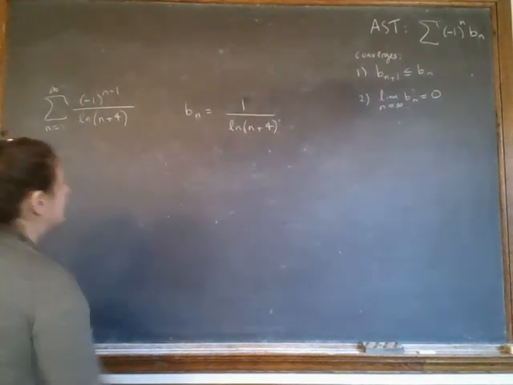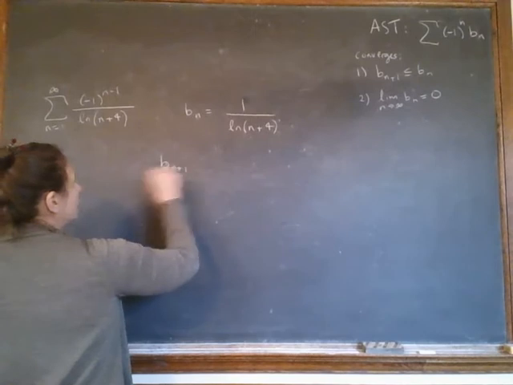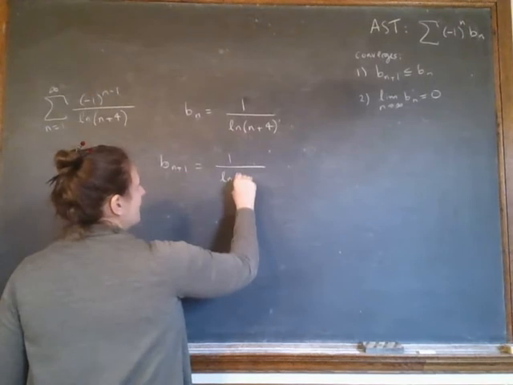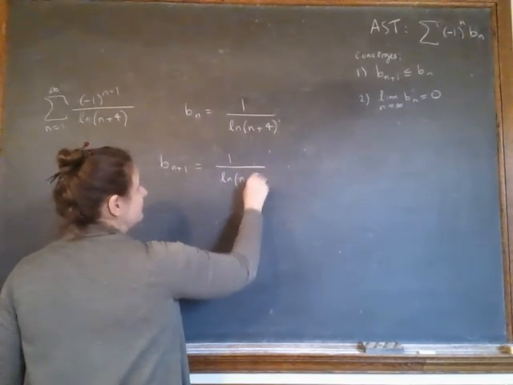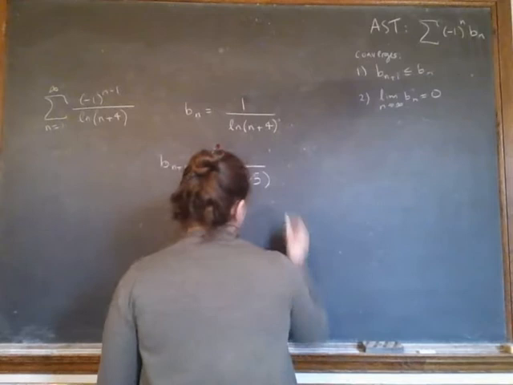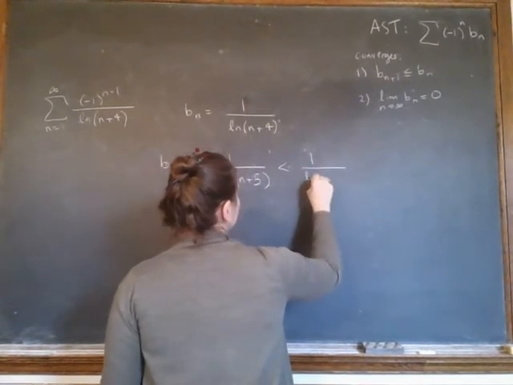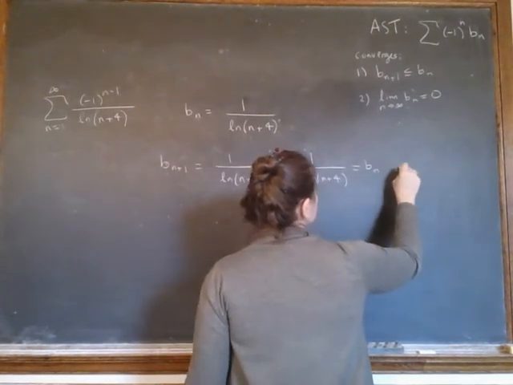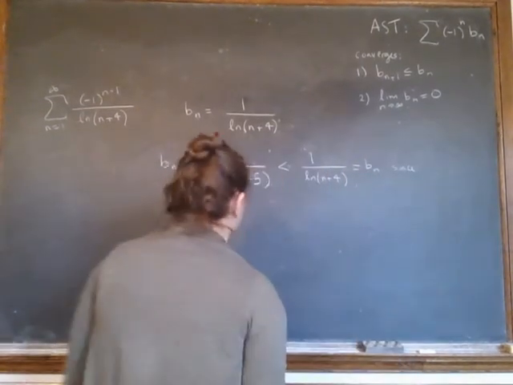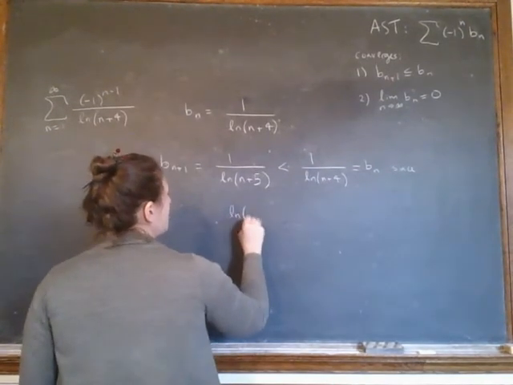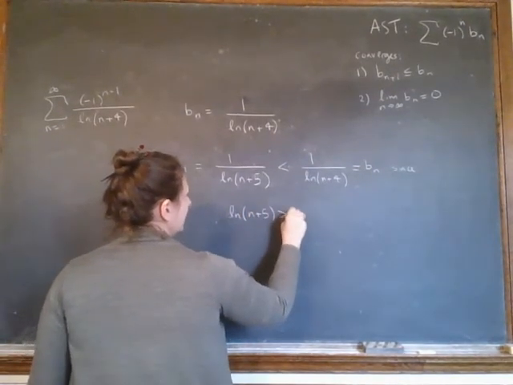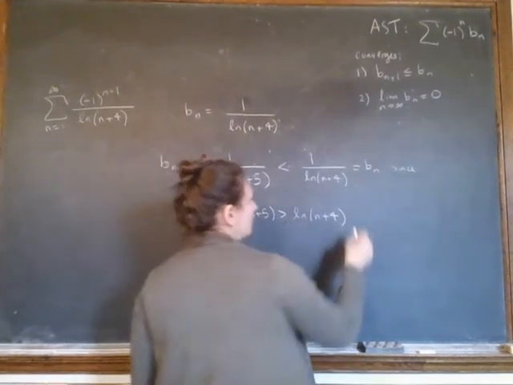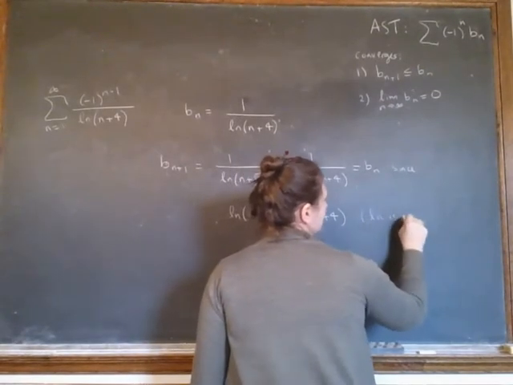So let's do my first one. b_(n+1) is going to be 1 over natural log of n plus 5, right? But that is actually less than 1 over natural log of n plus 4, since natural log is an increasing function. So I can say natural log of n plus 5 is greater than natural log of n plus 4, and I can just write natural log as an increasing function.